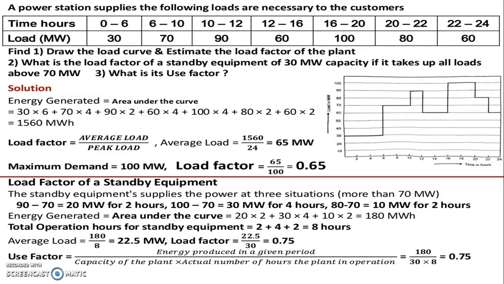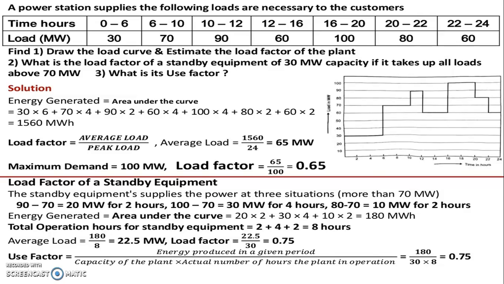So, for first 6 hours the load usage is 30 megawatt, and for next 6 to 10 hours 70 megawatt, 10 to 12 hours 90 megawatt, 12 to 16 hours load usage is 60 megawatt, and then for 16 to 20 hours using 100 megawatt, and for 20 to 22 hours 80 megawatt, and finally for 22 to 24 hours load will be 60 megawatt.